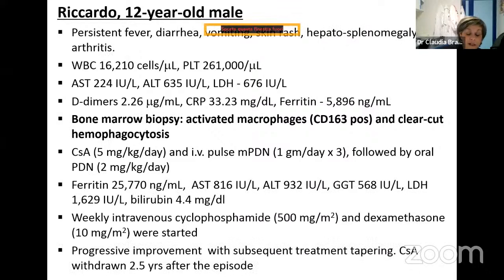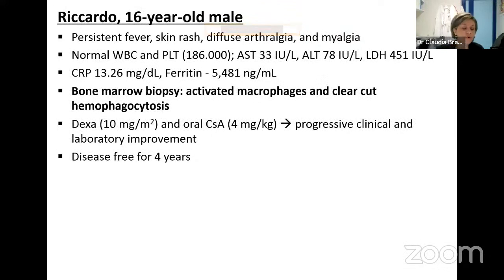But his laboratory parameters did not improve, with ferritin going up, and also the transaminases. So he needed treatment with higher immunosuppressive drugs. He was treated with weekly intravenous cyclophosphamide and dexamethasone with a progressive improvement. He was fine for around 4 years, completely free from his disease, but then he came back to us with persistent fever, rash again, and arthralgia and myalgia. Laboratory parameters showed a normal white blood count and platelet count, transaminases started to increase a little bit, and then CRP and ferritin showed a progressive increase.